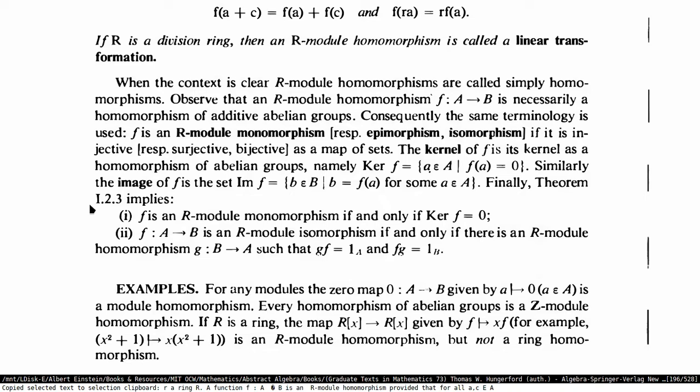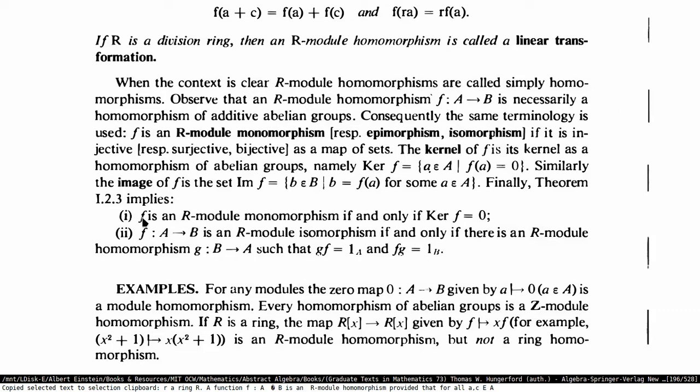So theorem 1.2.3, I believe this is again something from groups. He says that F is going to be an R module monomorphism, that is, a module homomorphism is a monomorphism, or is injective, if and only if the kernel is zero, right? So the kernel is trivial.